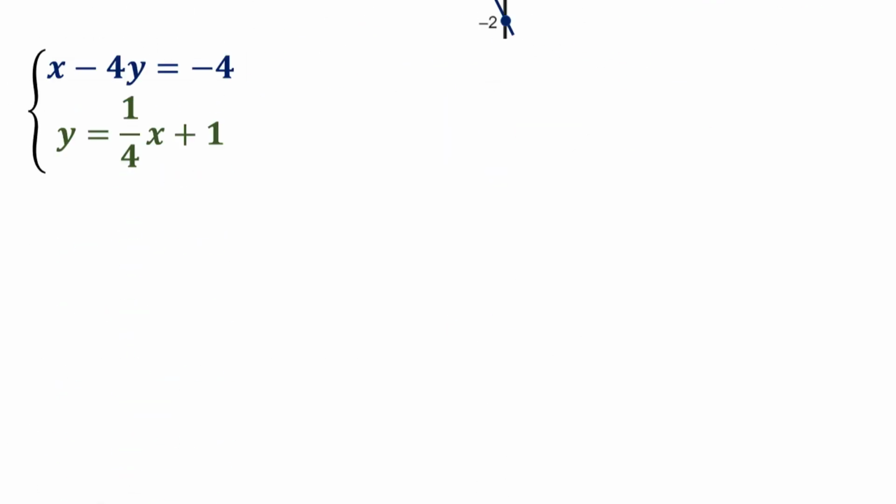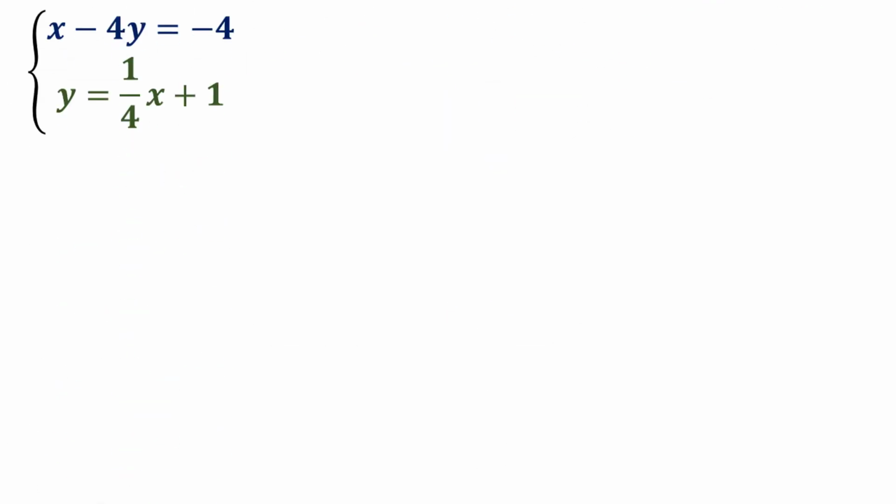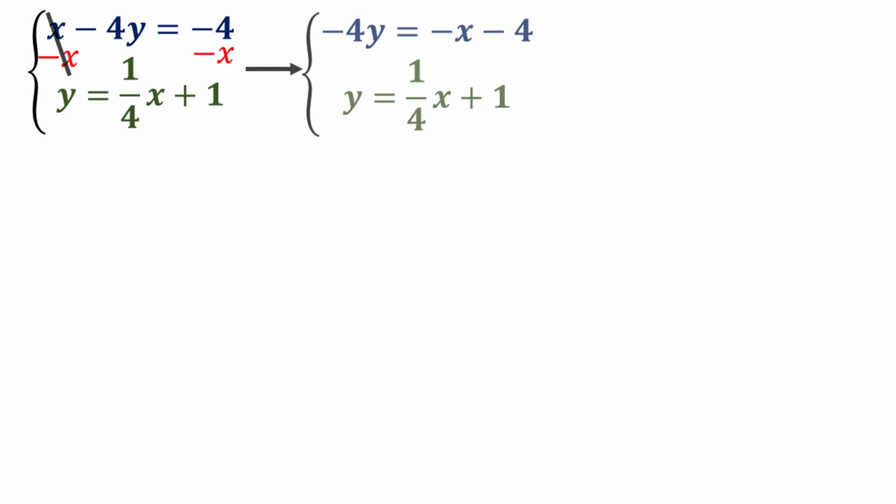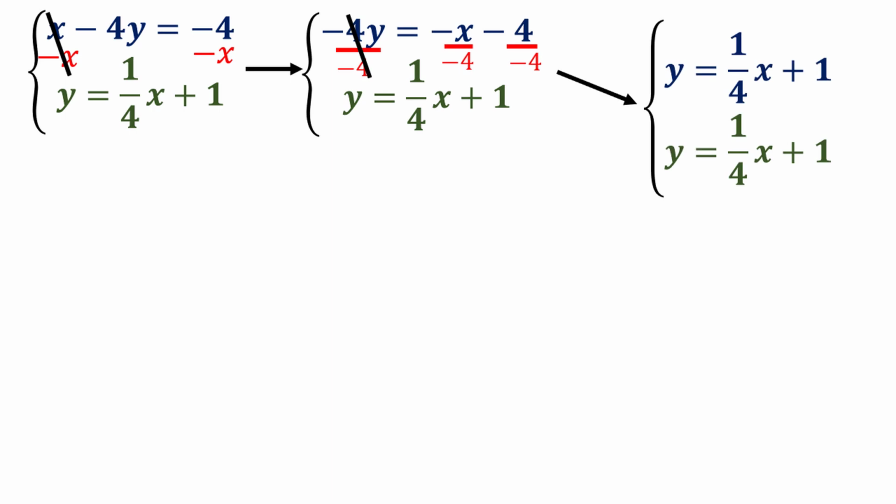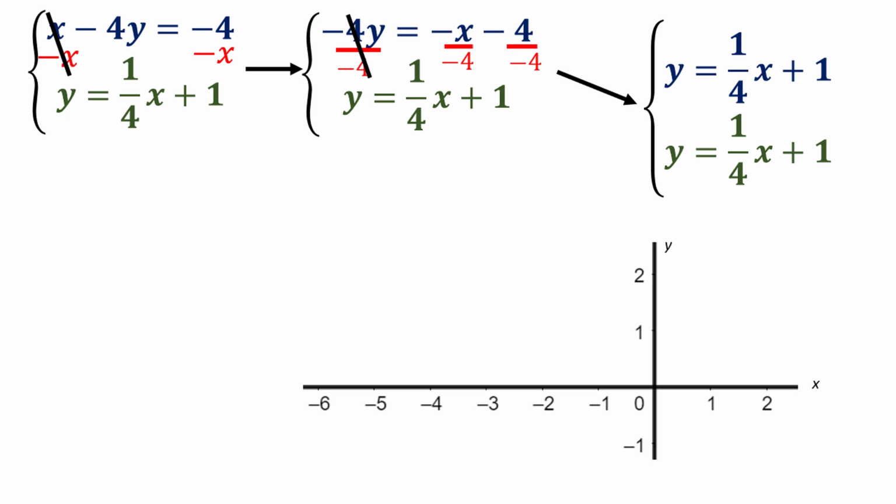Let's try another example. We have x minus 4y is equal to negative 4, and y equals 1/4 x plus 1. Let's solve the first equation for y. Subtracting x from each side, we have negative 4y is equal to negative x minus 4. Dividing each term by negative 4, we have y is equal to 1/4 x plus 1. Notice that both of our equations are exactly the same. You probably know what that means, but let's go ahead and graph anyways.